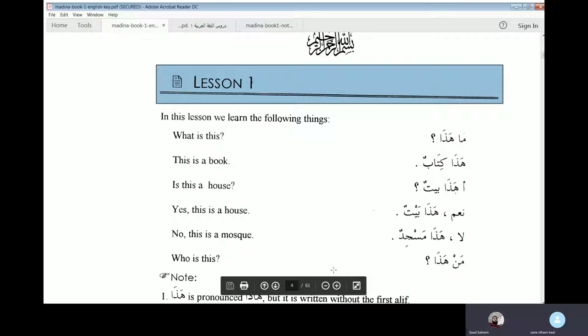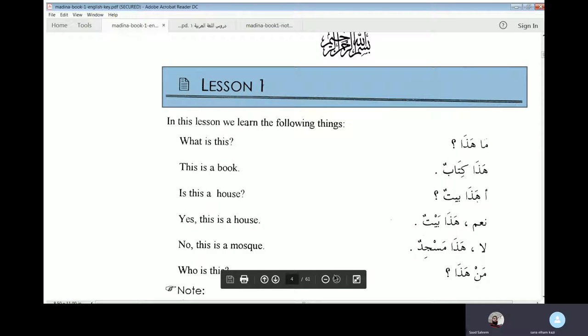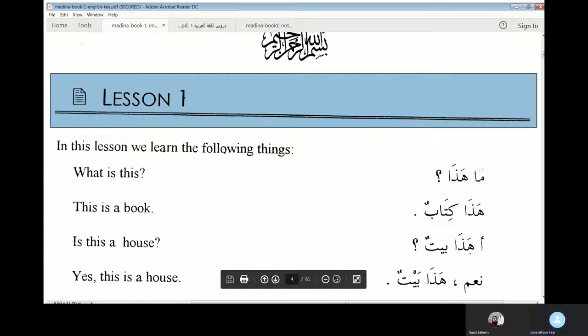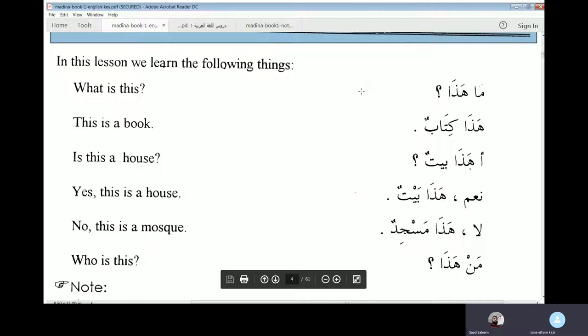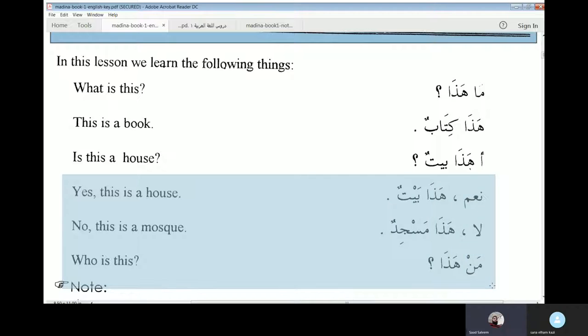So start reading the grammar. Ma hadha? What is this? Hadha kitab. This is a book. A-hadha bayt? Is this a house? Na'am, hadha bayt. Yes, this is a house. Good. Now, Mr. Mujaddid, kindly read the next three sentences.